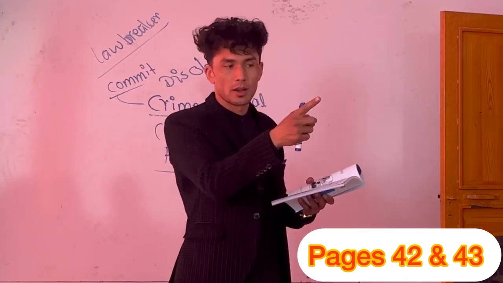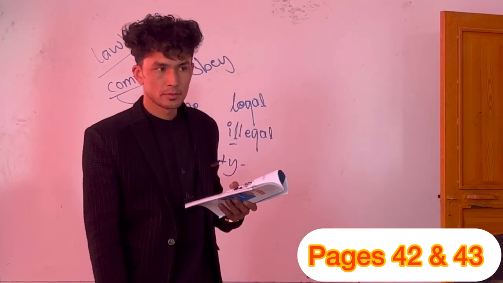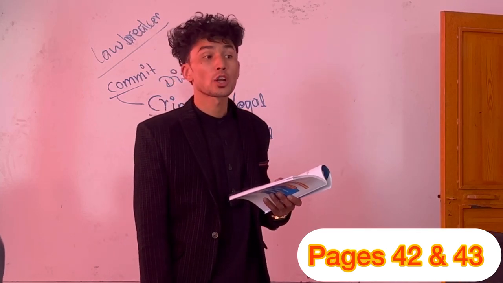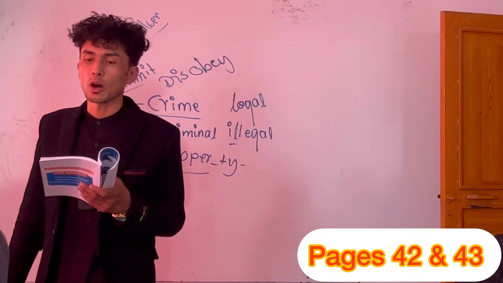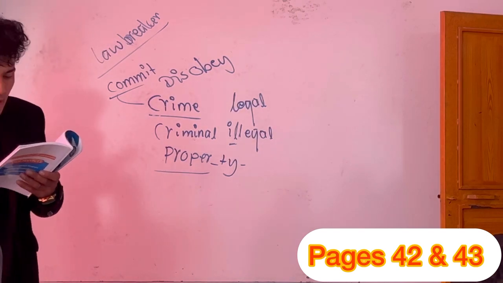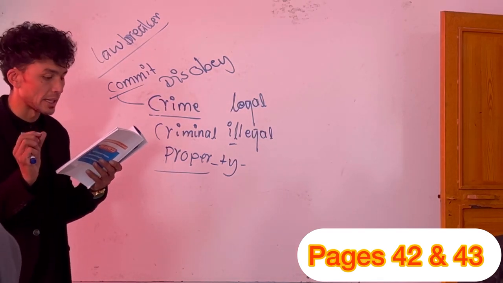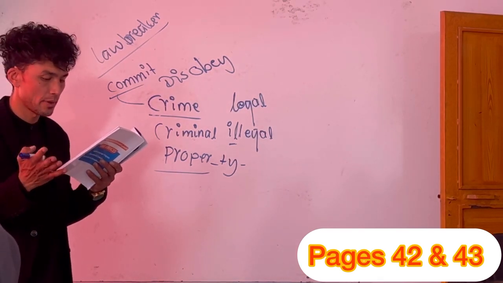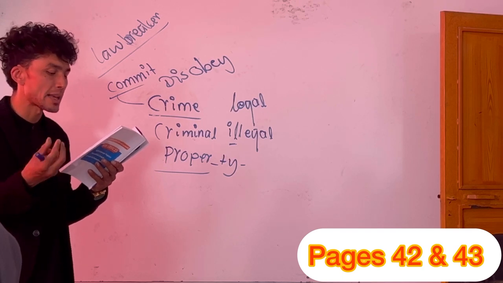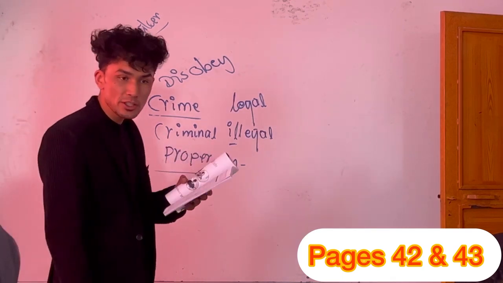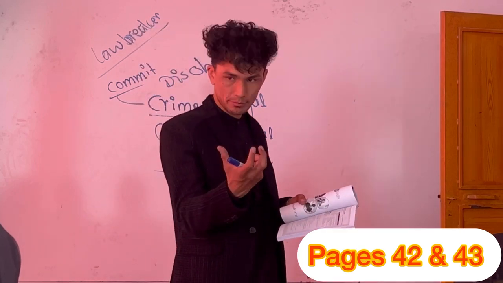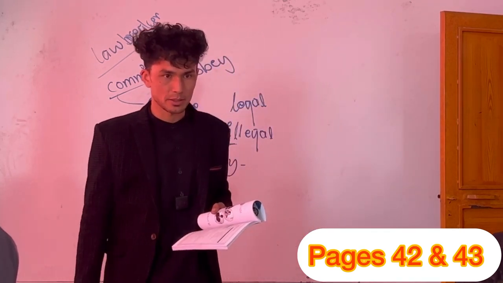Next word is offense. Offense means an illegal activity. The synonym is crime. The person who commits an offense is an offender. A criminal is the synonym. Offense means what? Crime. Simply we can say crime.